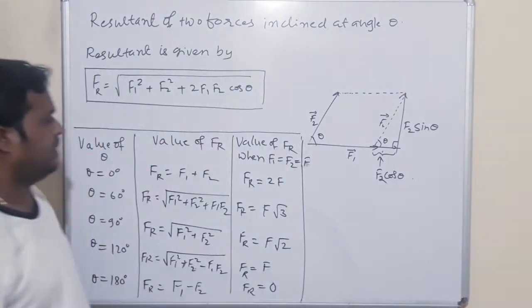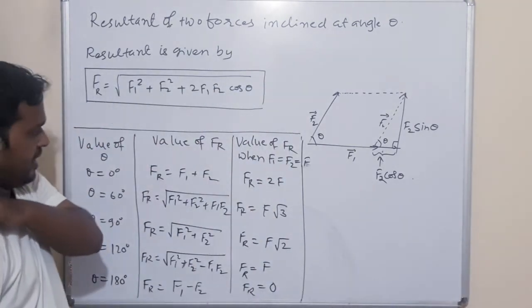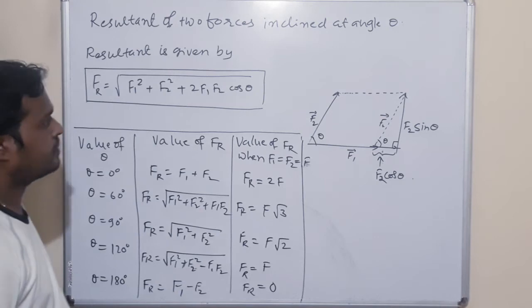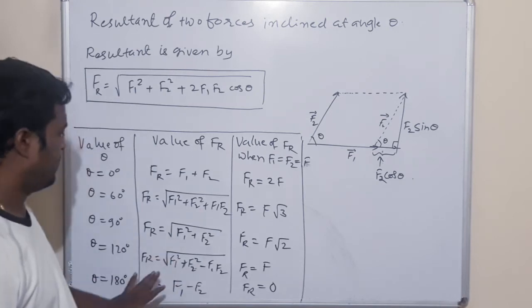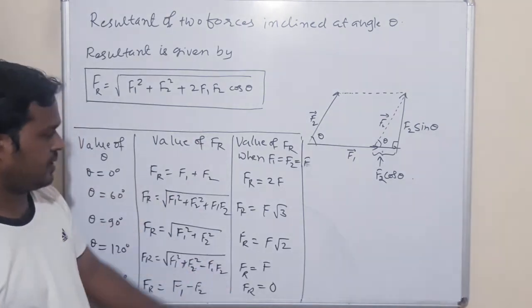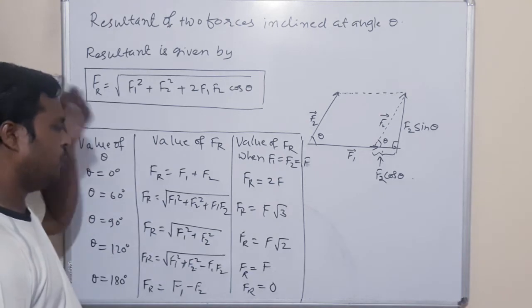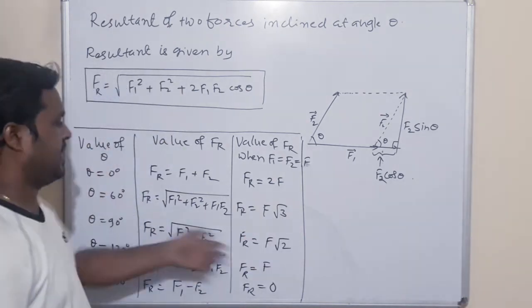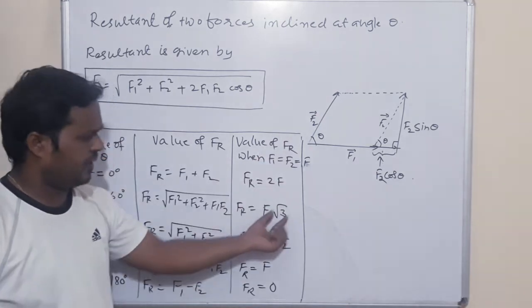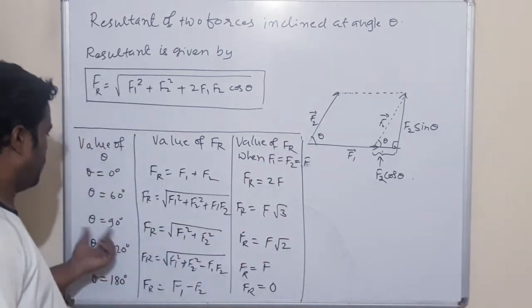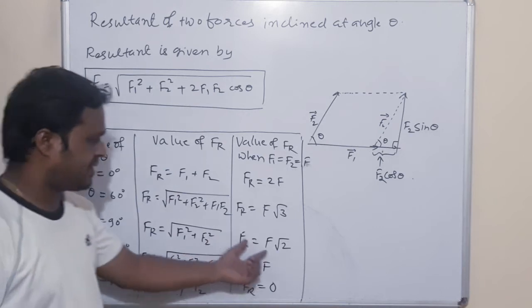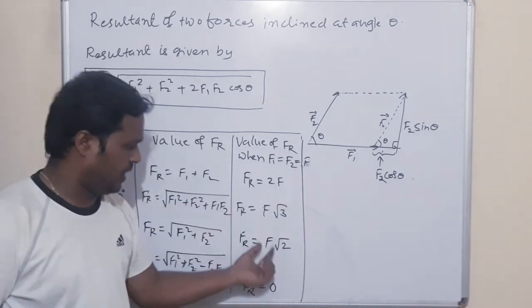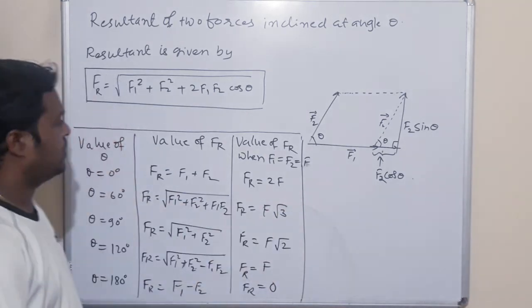Suppose for example, first we will calculate the direction, then we will see. Okay, this is about resultant. See, if two vectors are equal, angle is 60, take any one vector multiplied by root 3. If two vectors are equal, if angle is 90, take any one vector multiplied by root 2. Okay.